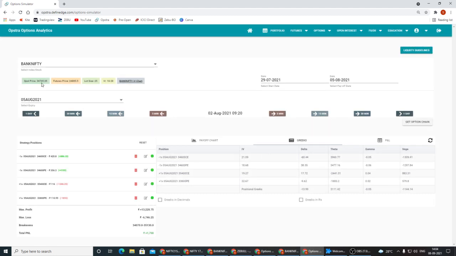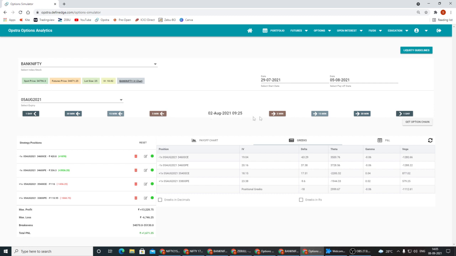The market is 34,765, so the market has moved up. We are having 1,750 rupees profit, but the delta is not matching here. Put delta is 38 and call delta is 60. We will go a little further.